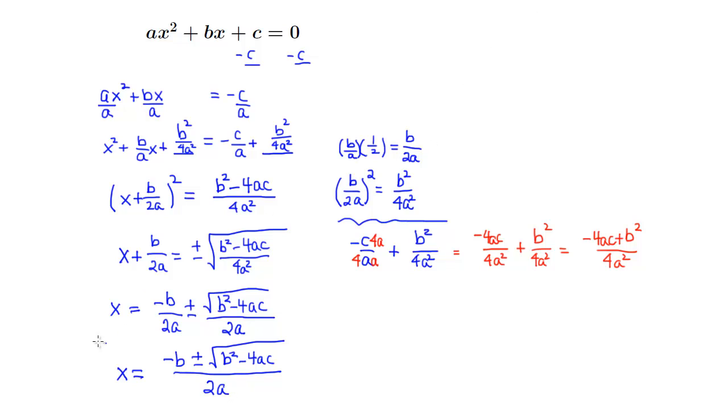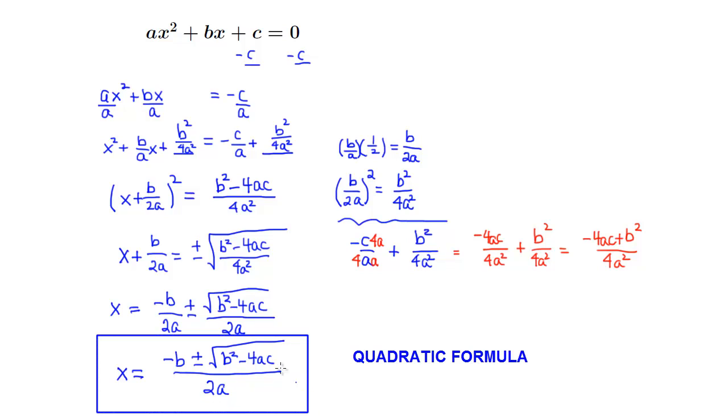And hopefully you recognize this as the quadratic formula. x equals negative b plus or minus the square root of b squared minus 4ac all over 2a. It's simply taking a general quadratic equation and completing the square on it. So what that gives us is a formula that allows us to solve any quadratic equation. Now that's powerful.